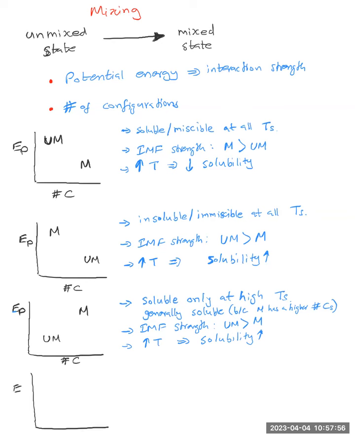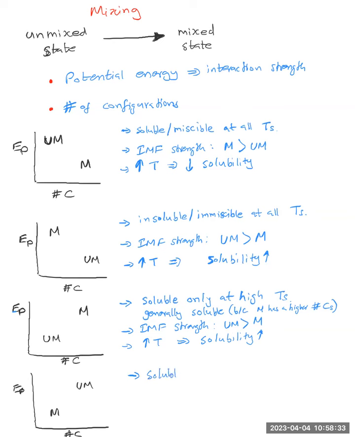And then we're almost done. Potential energy, number of configurations. Let's swap these. So let's say that we have the mixed state over here and the unmixed state over here. Okay, if this is the case, the mixed state is favored by the potential energy, but the mixed state is not favored by the number of configurations. Okay, if you have this situation, the solubility depends on the temperature one more time. We can say that this is going to be soluble only at low temperatures.